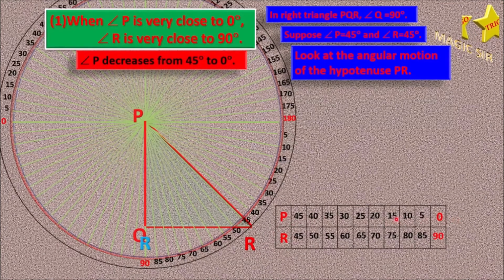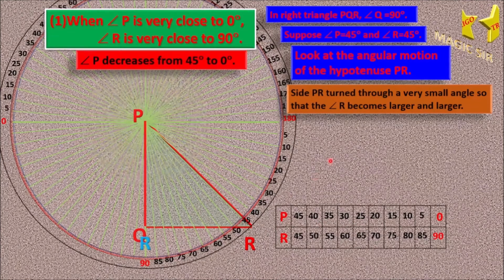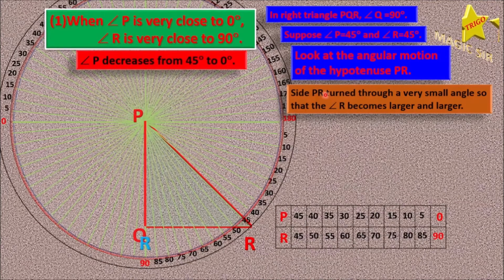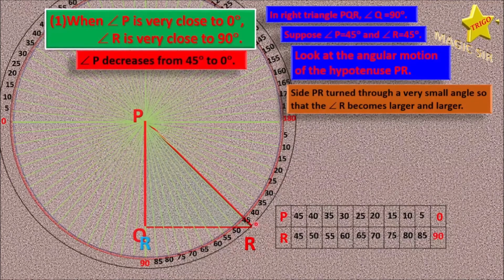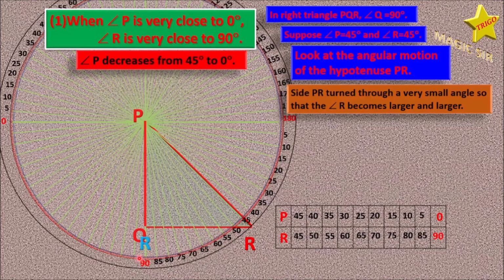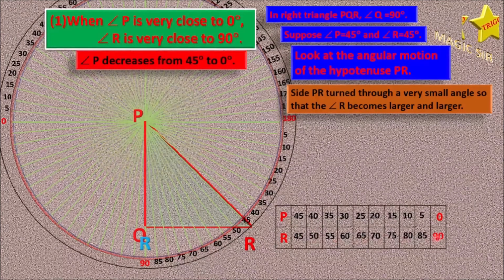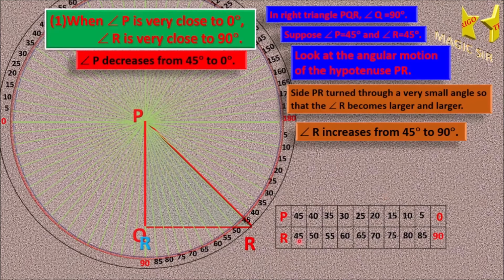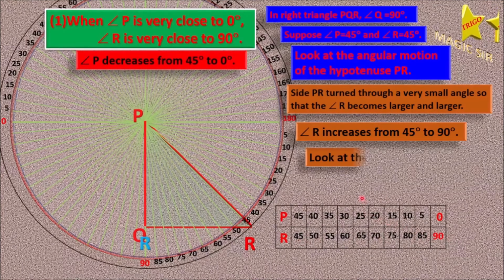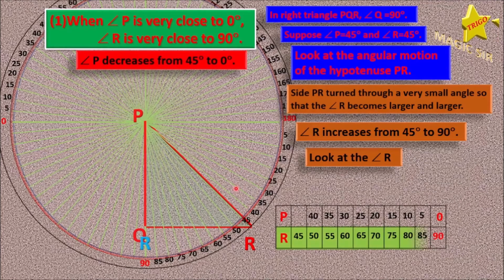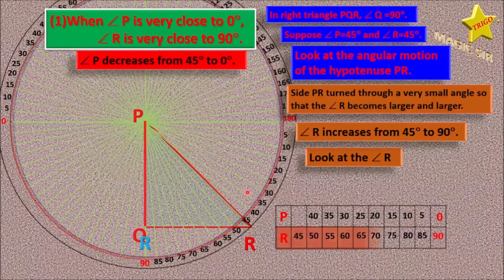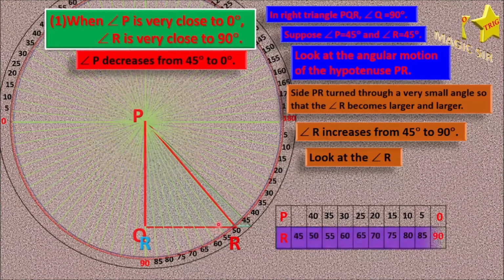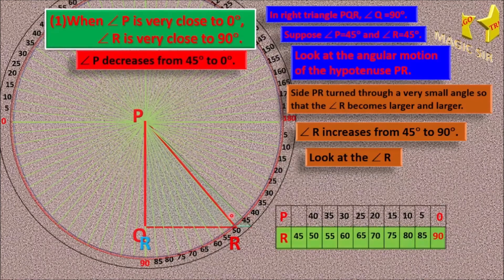Now let us check what happens with angle R when angle P decreases from 45 degree to 0 degree. Again, look at the angular motion of the hypotenuse PR. Side PR turns through a very small angle so that angle R becomes larger and larger. As angle R becomes larger and larger, angle R increases from 45 degree to 90 degree. Angle R is 45 degree. Look at angle R. Angle R is 50 degree. At that time, angle P is 40 degree.